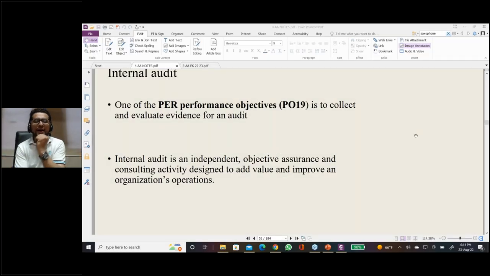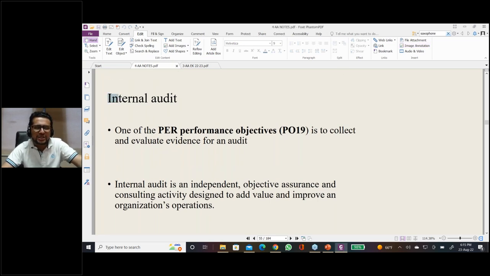Okay, considering the fact that we are done with the two minor topics, ethics and corporate governance, now it's time to quickly wrap up the third minor topic, which is called internal audit, before we move on to the final grand event called audit report.